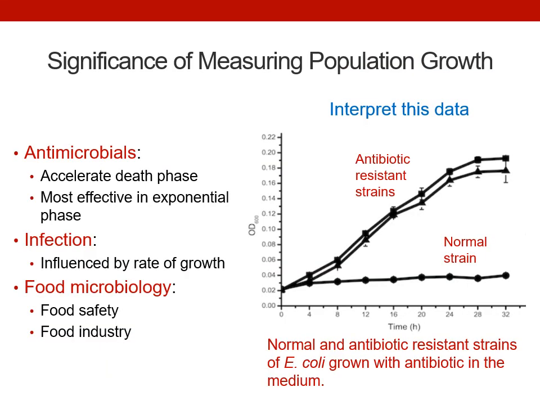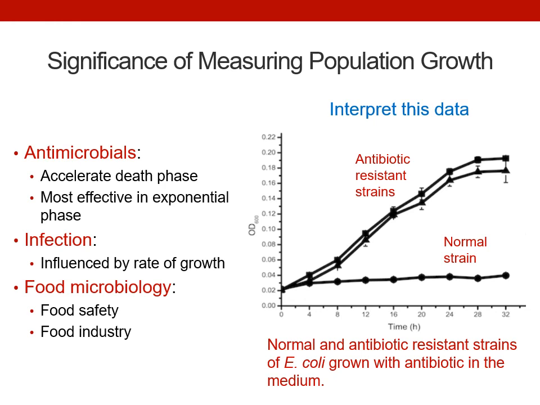Why is it even important to measure population growth? There are many reasons. When researching new antimicrobials, scientists want to see how effective the drug is at preventing growth during that exponential phase, when cells grow the fastest. And the goal is to accelerate the death phase.